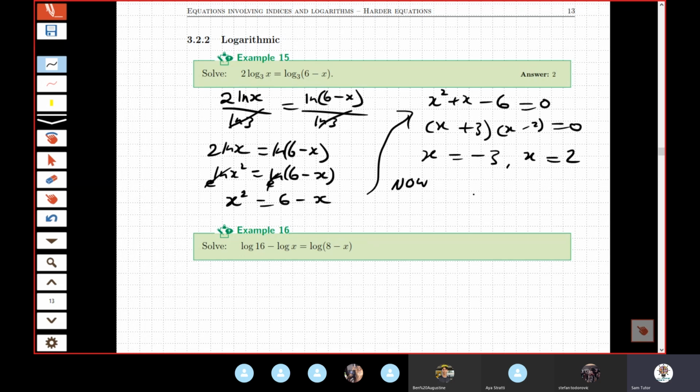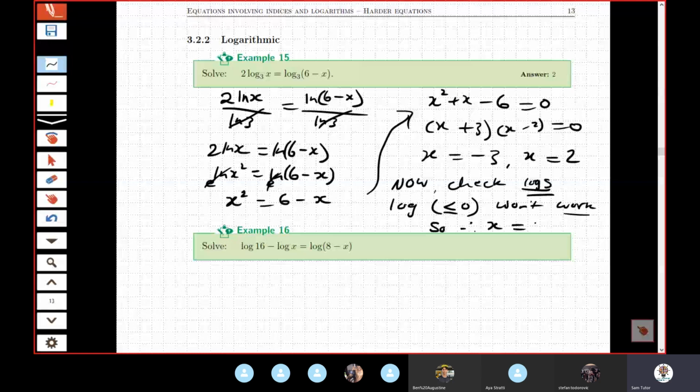Now, you've got to always check with logs because there's a problem. The reason why you've got to check is because you can't log any number less than 0 or equal to 0. Won't work. We'll see that when we do the graphs, but log of any number that's less than 0 won't work. So if I'm going to sub in -3 into here, log -3, try that in your calculator, and you'll see it'll give you a math error. So, therefore, x can only equal 2. That will be the only answer.